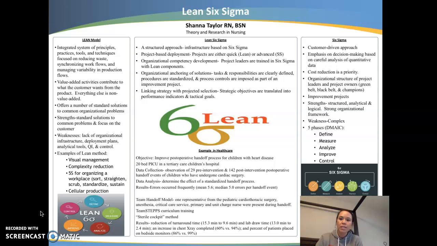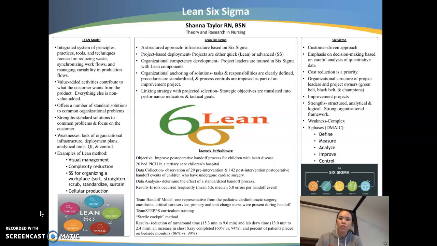So then Lean Six Sigma combines both of those two methods. The projects are either quick or they're advanced. So for the quick problems, you would use a lean model, or if they're more advanced, then you would have to go into the Six Sigma.